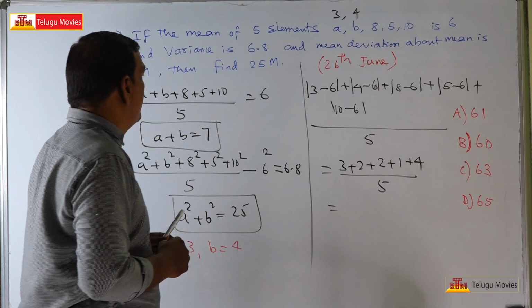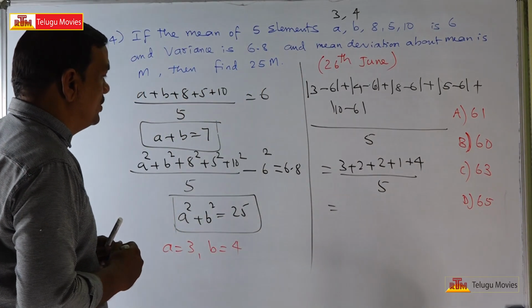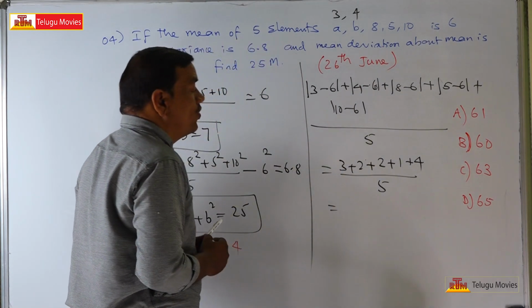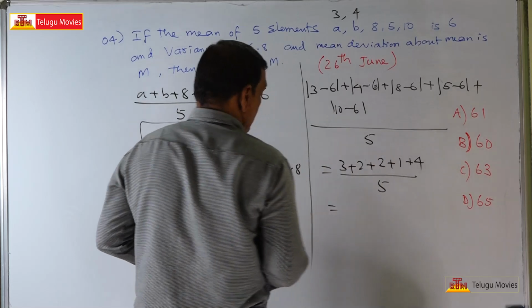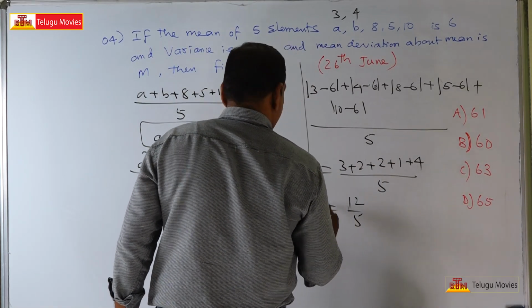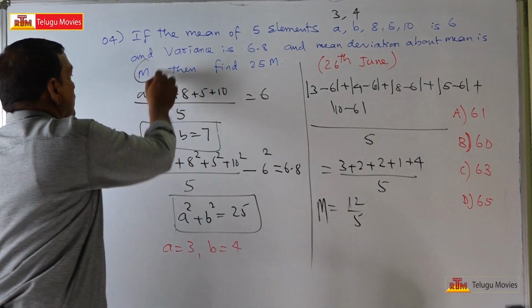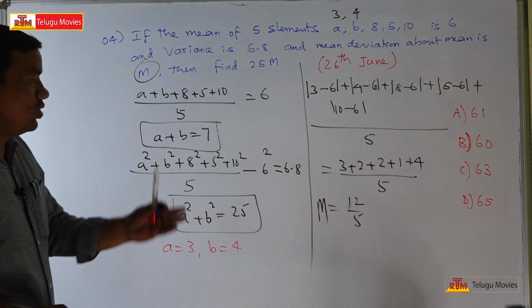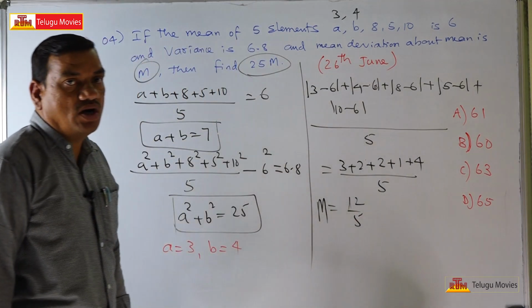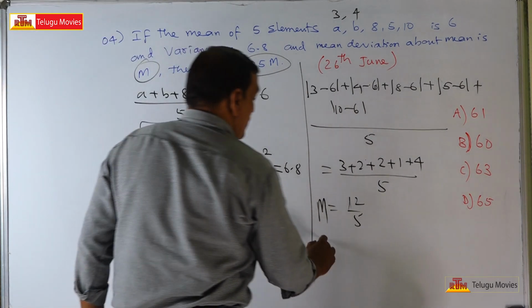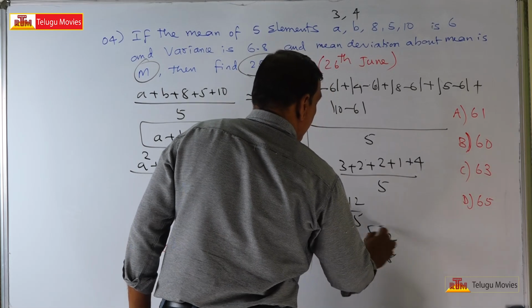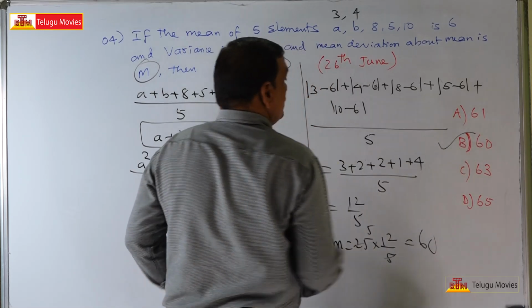So the mean deviation about mean value is 3 plus 2 is 5, 5 plus 2 is 7, 7 plus 1 is 8, 8 plus 4 is 12, so 12 by 5. This is equal to the mean deviation about mean, which they call m. Cross multiply: we want 25m, so 25m is equal to 25 into 12 by 5. 5 fives are 25, 5 twelves are 60. 60 is your right answer.